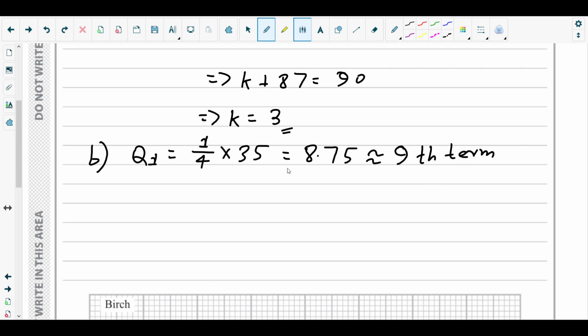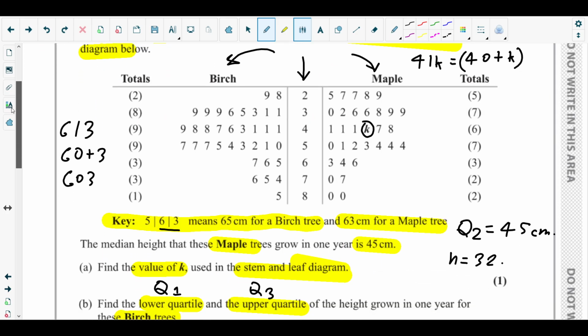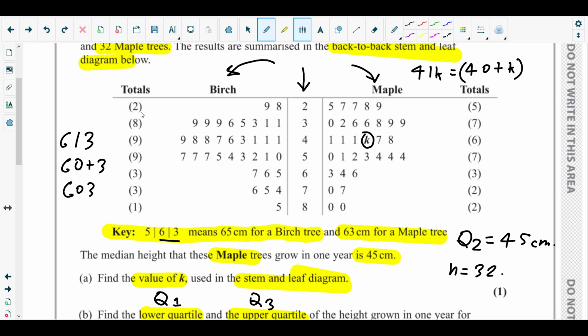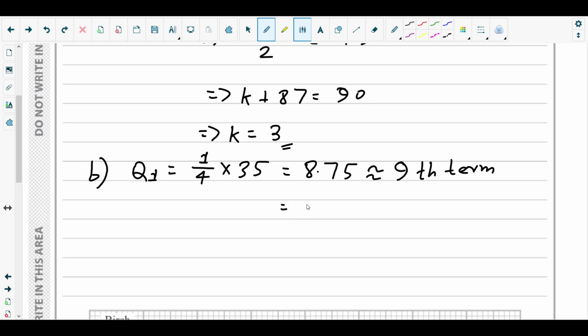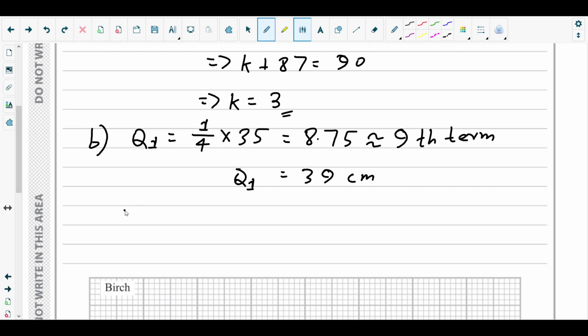So that is the 9th term. Let's look for the 9th term from the stem and leaf diagram. The 9th term would be what? 2, 3, 4, 5, 6, 7, 8, 9. So the 9th term is 3 and 9, that is 39, isn't it? So 39 centimeter is the lower quartile. Done. Next, the upper quartile.